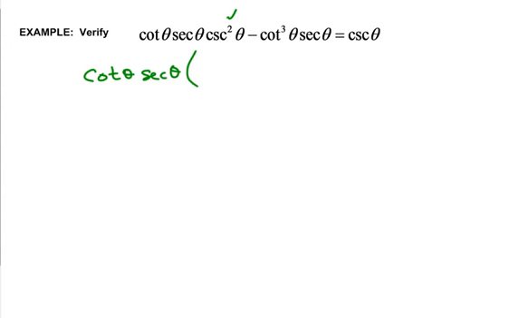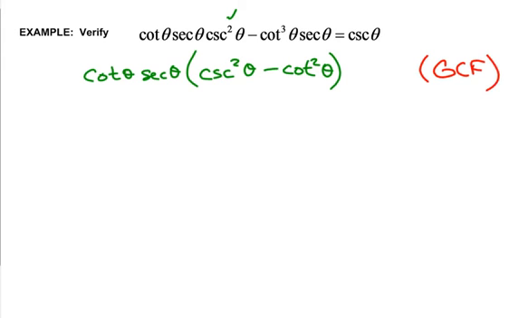And when I take those out from this expression on the left side, that leaves me with cosecant squared theta minus cotangent squared theta. Yes, I just wanted to make sure I was saying that right. Okay, so I've taken out the cotangent, or one of the cotangents, and the secant out of both of those terms. My reasoning behind that step is I'm using the GCF. I'm just factoring out a GCF.